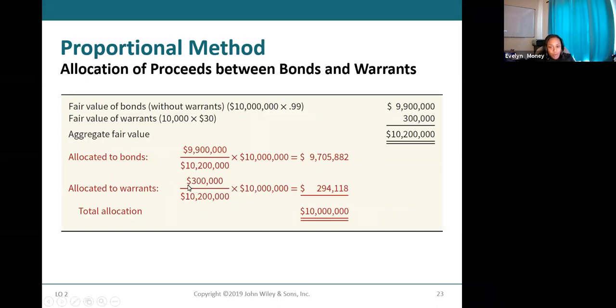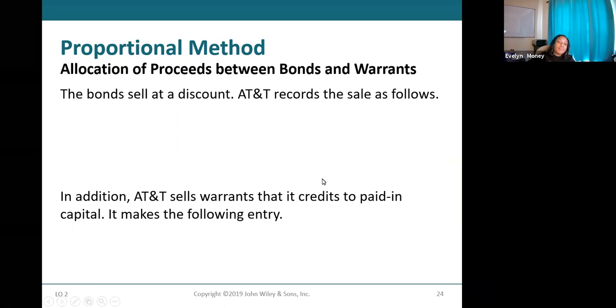Now we're going to do the same thing for the warrants. We're going to take the fair value of the warrants divided by the total fair value, multiply it times that cash proceeds of 10 million, and that's the amount that will be allocated to the warrants. Now the key is, again, we're the corporation issuing bonds that are packaged with warrants. We have to record debt and equity. We record the debt and the equity based on these fair values, and these are the real numbers that I'm going to use down here.